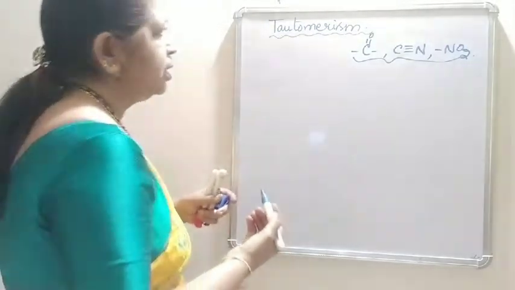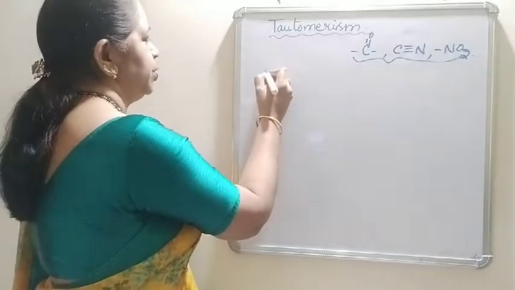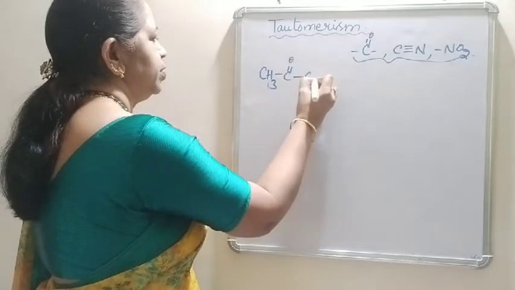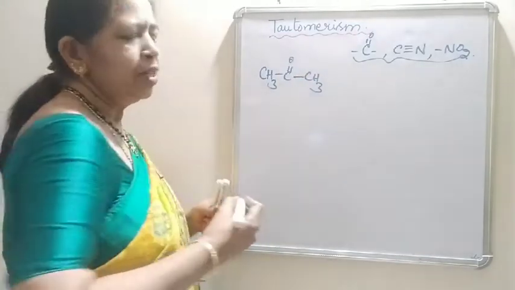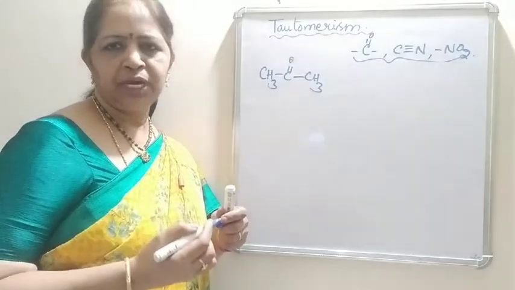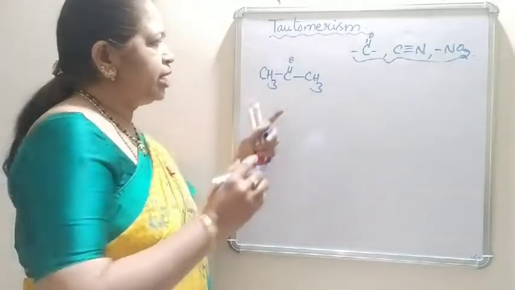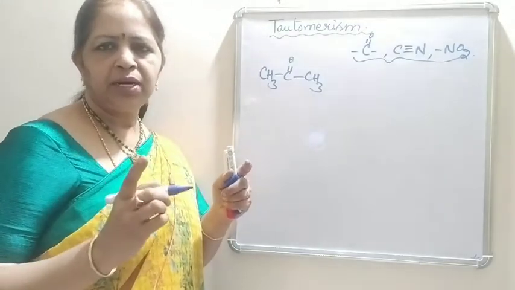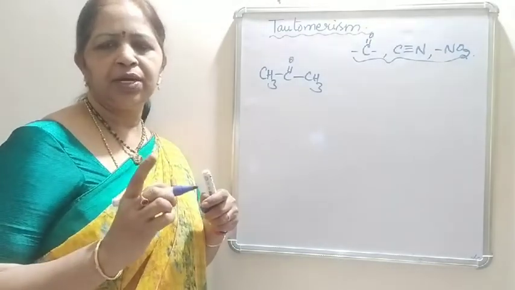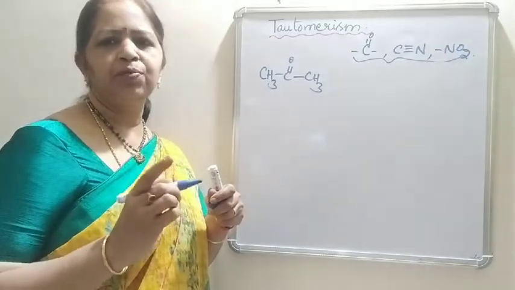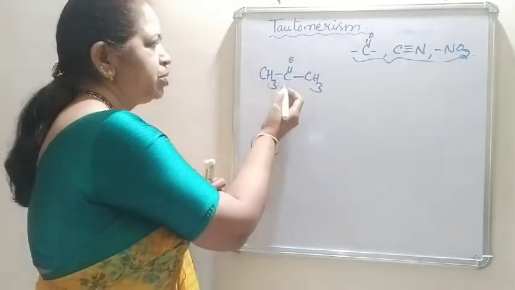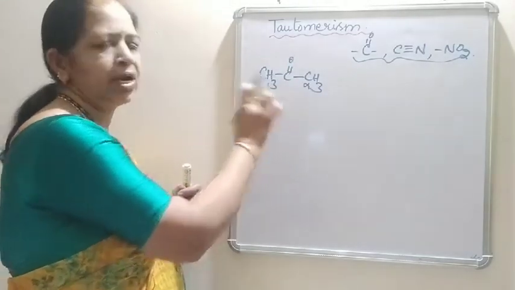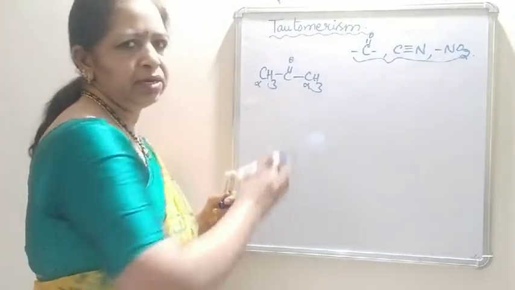For example, if we take propanone, CH3, C double bond O, CH3. The basic condition to show tautomerism is that the molecule should have a minimum of one alpha hydrogen. What is alpha hydrogen? The hydrogen attached to the atom next to the functional group carbon. The carbon next to the functional group carbon is called alpha carbon. This molecule has 2 alpha carbon atoms and 6 alpha hydrogens.